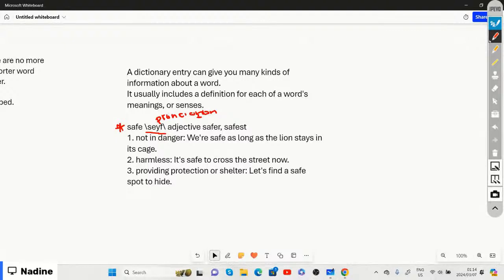And then we need to have words that are similar. For example, if we're looking at the meaning of the word safe, right? You need to look at what the word safer is and the safest.